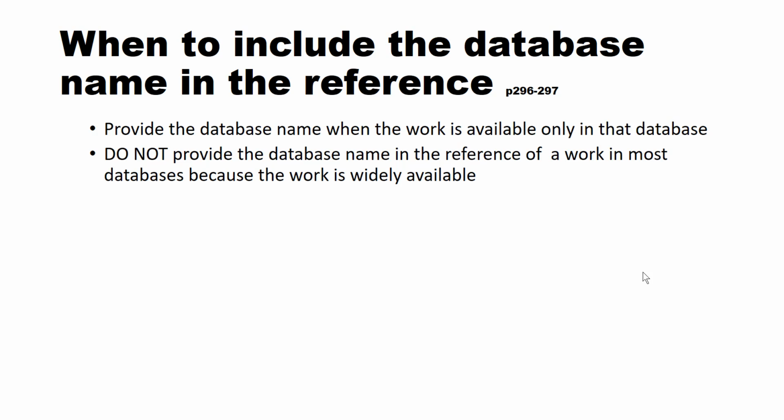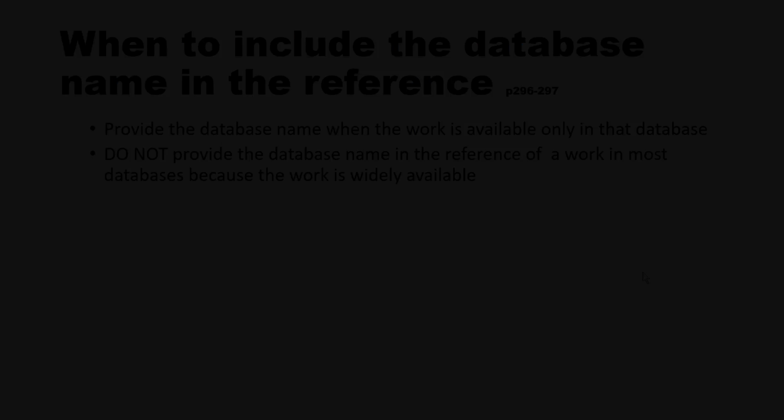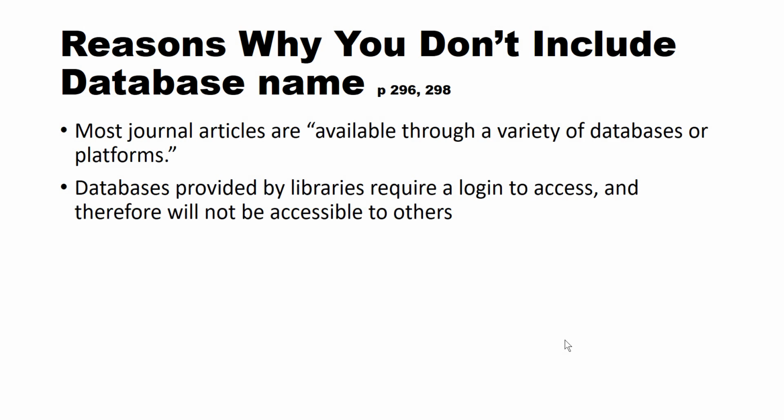Many resources, such as journal articles, are found by using a database. So in addition to the URL, you may need to provide the database name in the reference. So you provide the database name when the work is available only in that database. You do not provide the database name in the reference of a work in most databases because the work is widely available. Now, if that all sounds confusing, it is, at least at first glance.